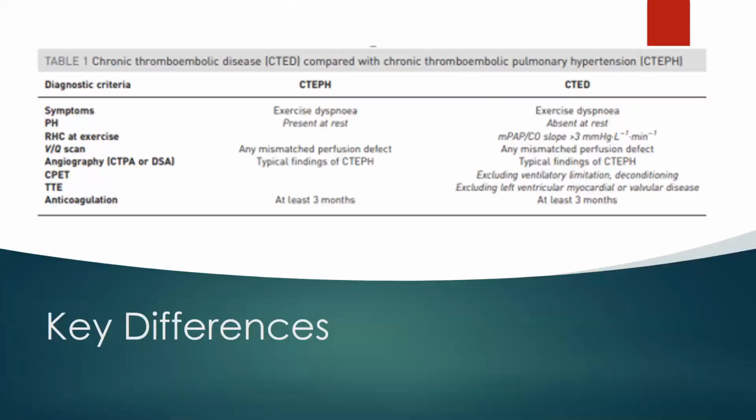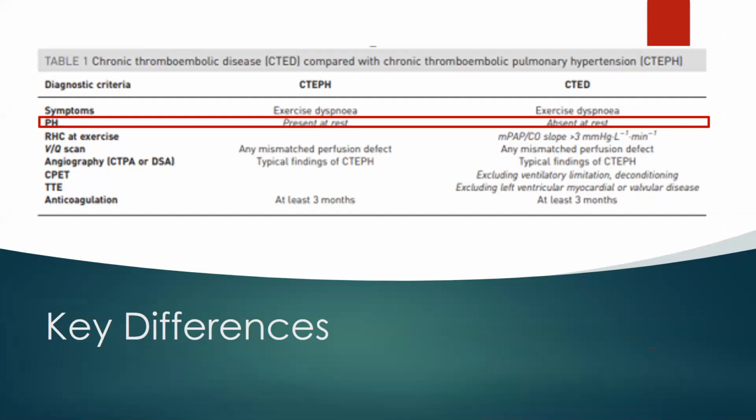Okay, so when we think about the differences between CTEPH and CTED, there are a couple of things that I want to highlight. So again, the biggest thing that we just talked about is with CTEPH, they're going to have the pulmonary hypertension at rest, so that PA pressure greater than or equal to 20 and a PVR greater than 3. Versus CTED, they're going to have all the symptoms and maybe some exercise limitations on CPET, but they won't have the actual pulmonary hypertension component.